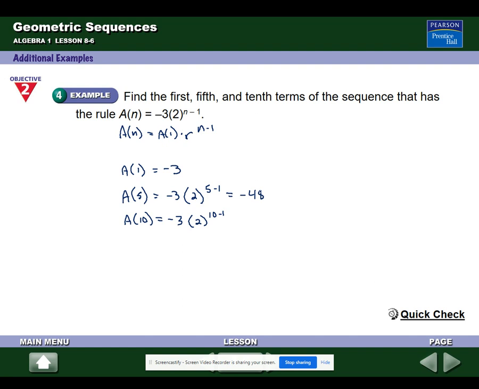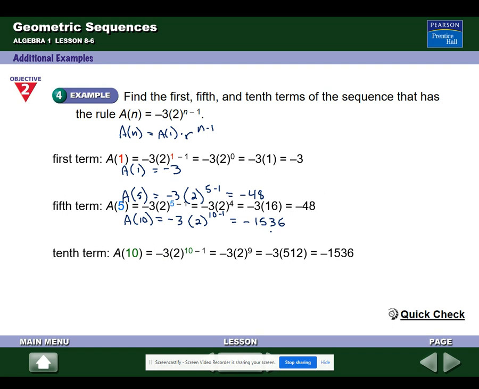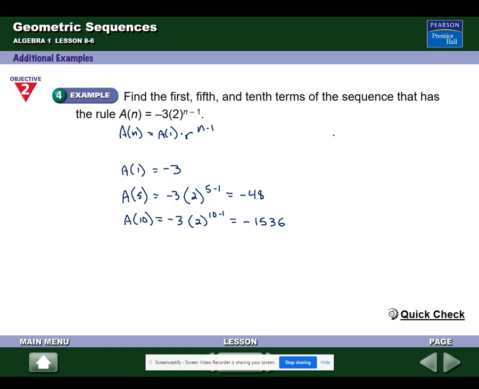So that would be 2 to the 9th times -3. How about -1536? Okay, so a of 1 is -3, a of 2 is -48, a of 5 is -48, and a of 10 is -1536. One other thing, so that I make sure you understand this.